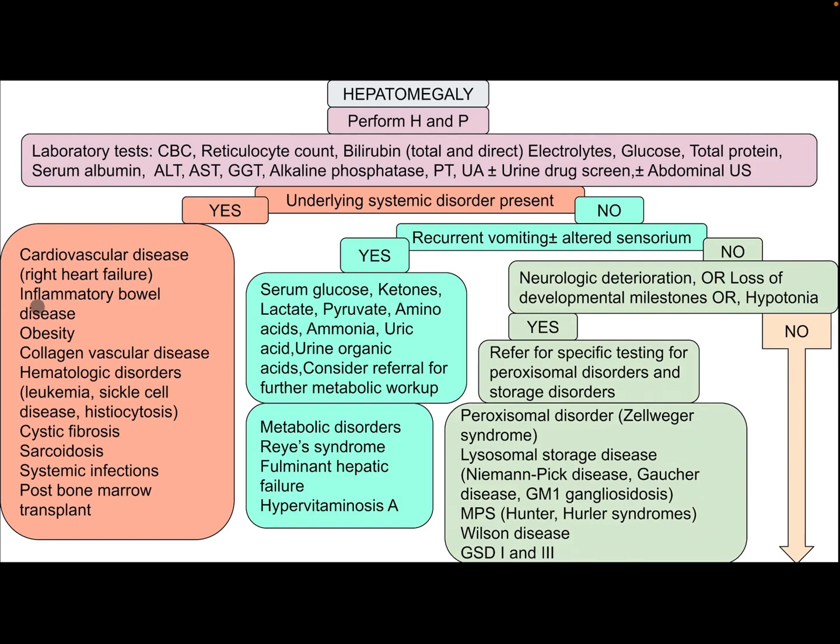Is there an underlying systemic disorder present? If yes, differential diagnosis: cardiovascular disease, right-sided heart failure, inflammatory bowel disease, obesity, collagen vascular disease, hematologic disorder, leukemia, sickle cell disease, histiocytosis, cystic fibrosis, sarcoidosis, systemic infection, post-bone marrow transplantation.